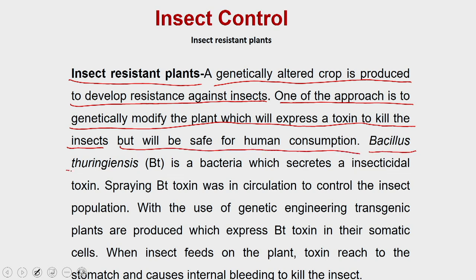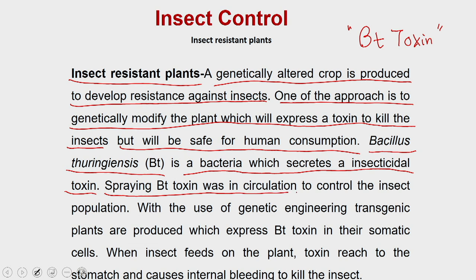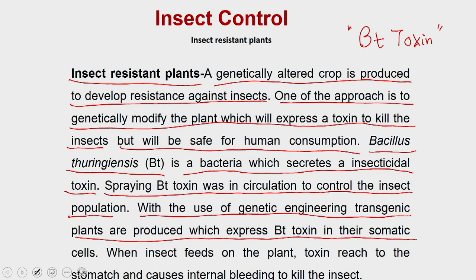Bacillus thuringiensis, or Bt, is a bacterium which secretes an insecticidal toxin called the Bt toxin. So, spraying Bt toxin was in circulation to control the insect population. With the use of genetic engineering, transgenic plants are produced which express Bt toxin in their somatic cells. When insects feed on these plants, the toxin reaches the stomach and causes internal bleeding that kills the insects.